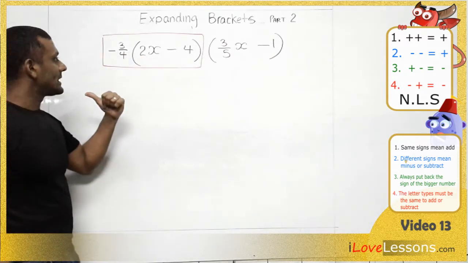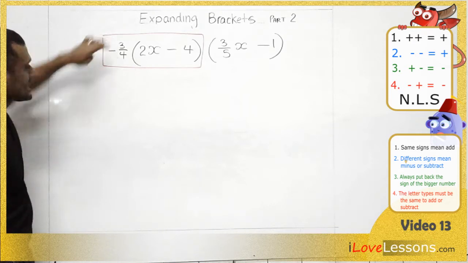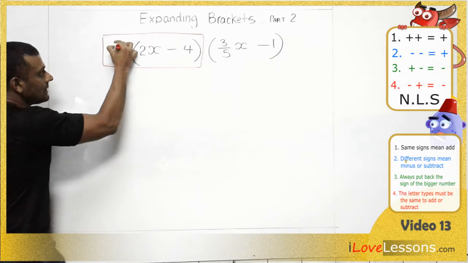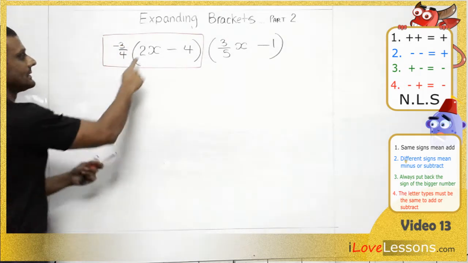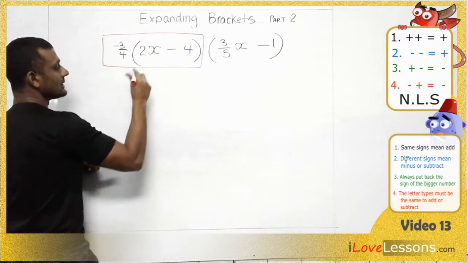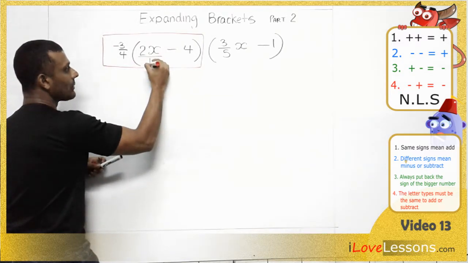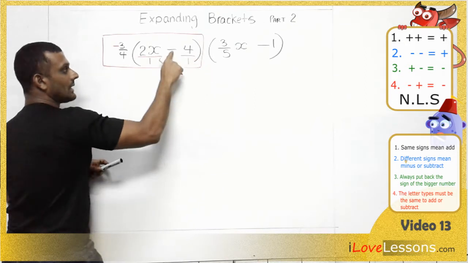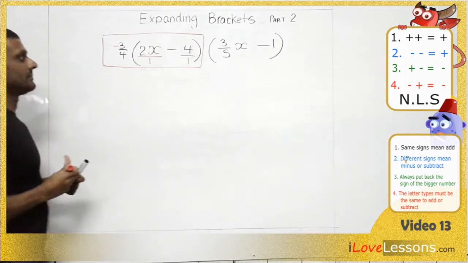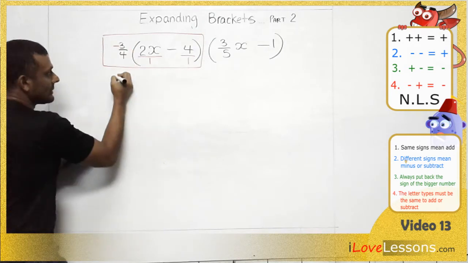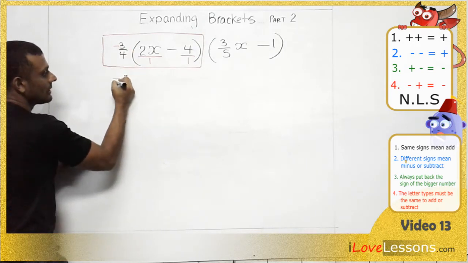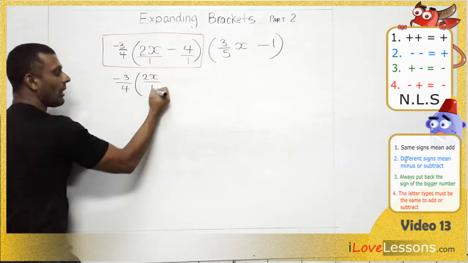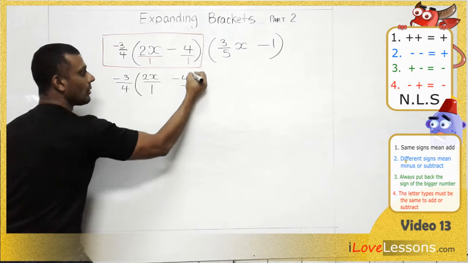Now, like in the last question, I don't like it when things are smack in the middle. So this minus sign really belongs on top. This 2x is not a fraction, so I suggest we divide it by 1. And this 4 is not a fraction, so let's divide it by 1. And the minus sign, well, is already on top. So, well, let me write this. So we have minus 3 on 4, 2x on 1, minus 4 on 1.